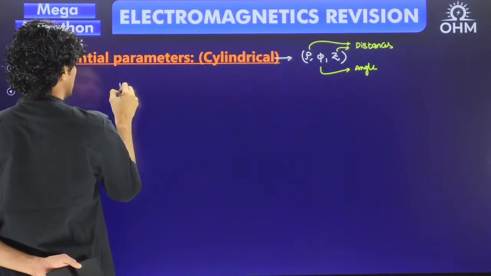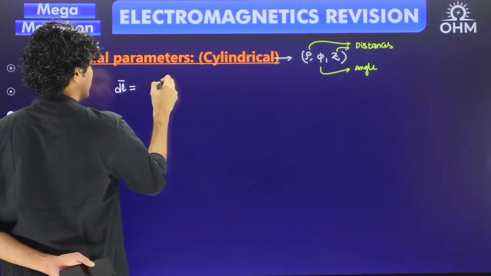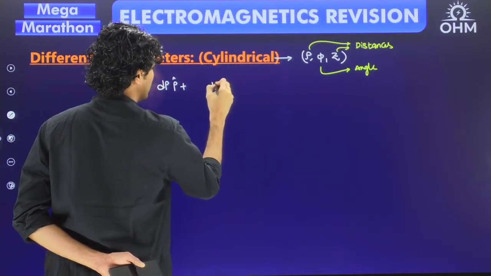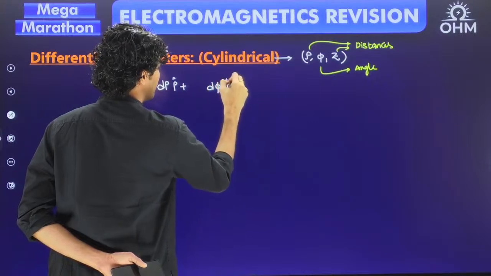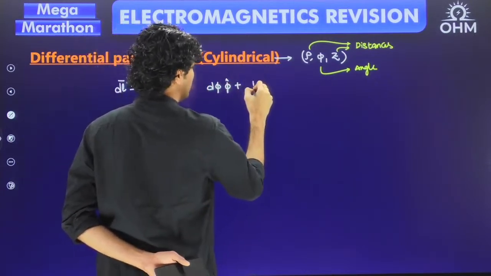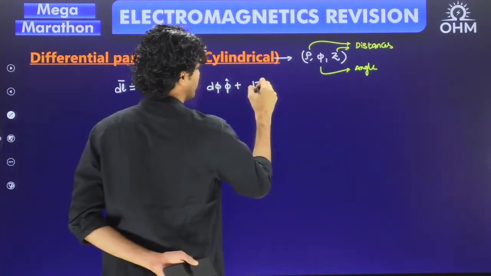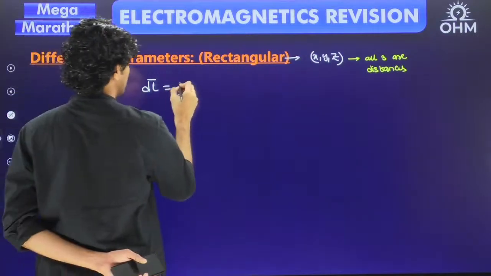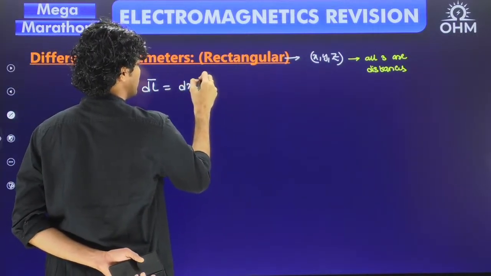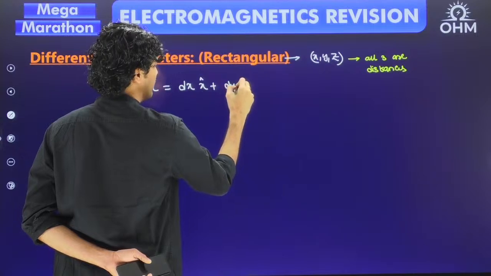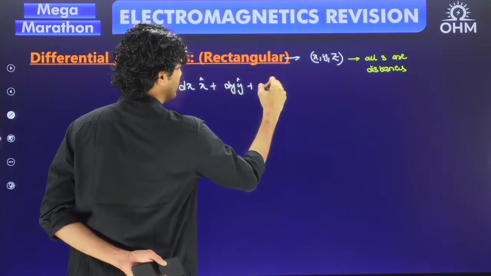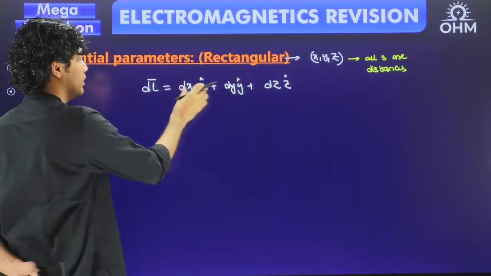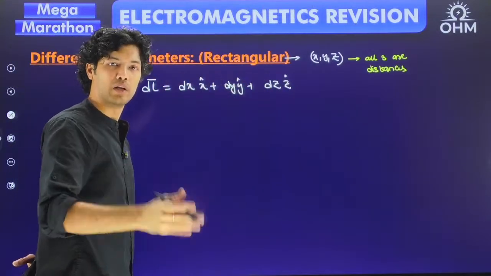Here also, if I write dl bar, it is d rho times rho cap plus d phi times phi cap plus dz times z cap. And similarly, in rectangular coordinate system, we'll have dx times x cap, dy times y cap plus dz times z cap. So in total we have to remember 9 terms: rectangular, cylindrical, spherical, total 9 terms.